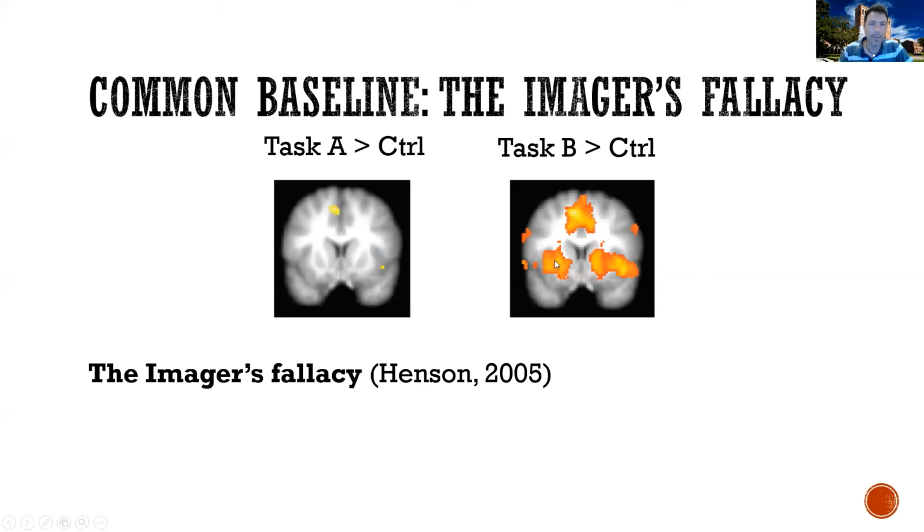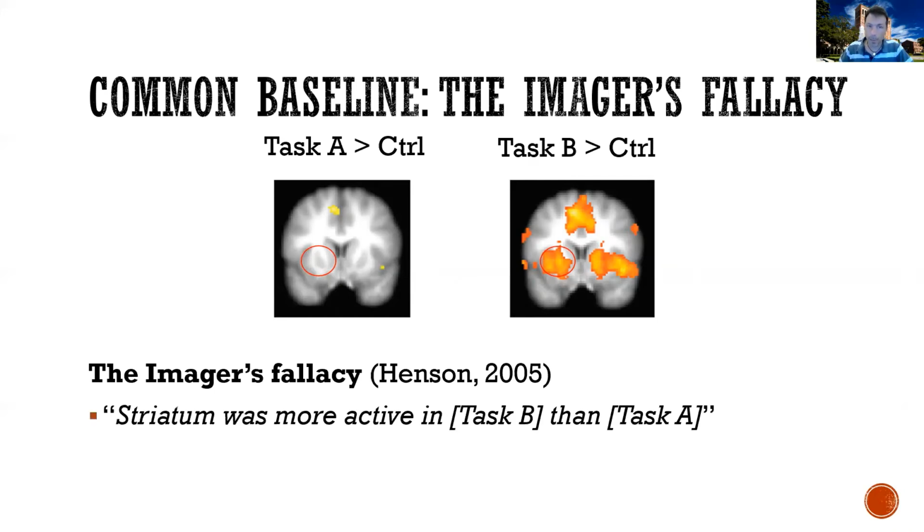Task B, you get all these activations that you see here. And so you might be tempted, as somebody has done, to conclude, perhaps focusing on this part of the brain right here, you'll recognize that these two areas are the putamen and the caudate and are known as the striatum. Just because you see a significant result when you do task B versus control, but you don't see a significant result when you do task A greater than control, you might be tempted to say striatum was more active in task B than it was in task A.